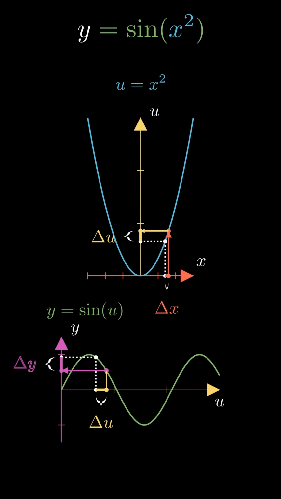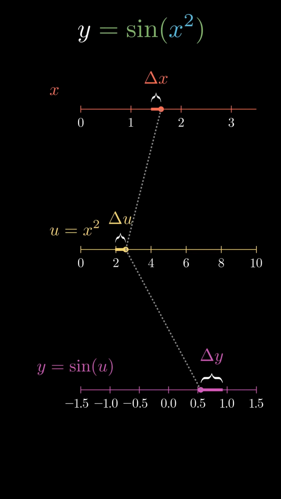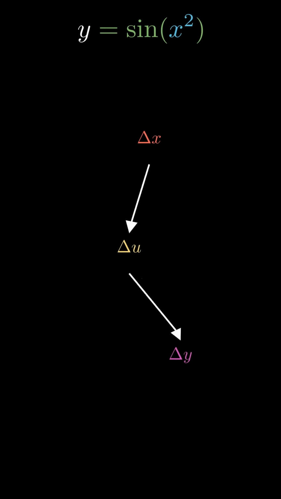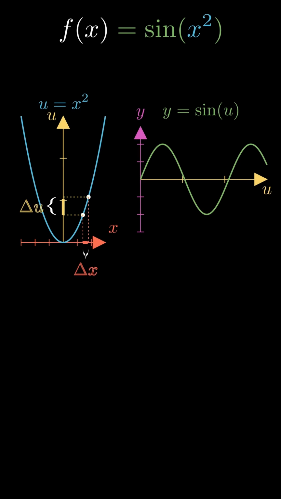Let's simplify the picture. Instead of looking at two graphs, we'll project each stage onto a single dimension. A change in x becomes a change in u, which then becomes a change in y. Let's measure what happens at each stage. The first function relates the change in x to the change in u. That relationship is delta u over delta x. It tells us how much u changes for a change in x.